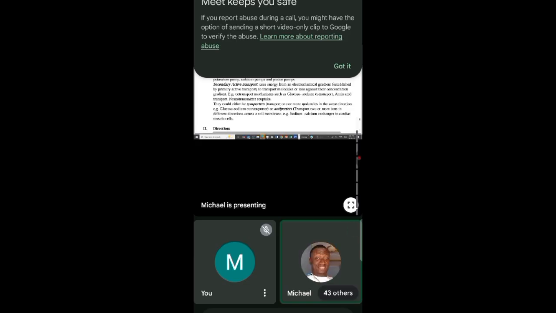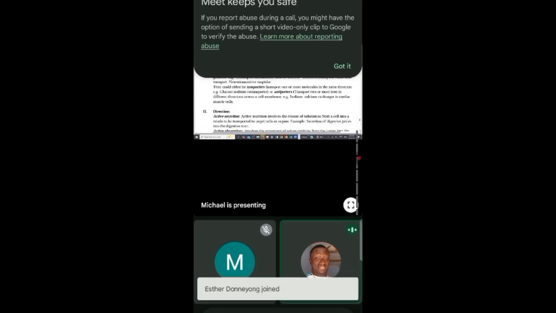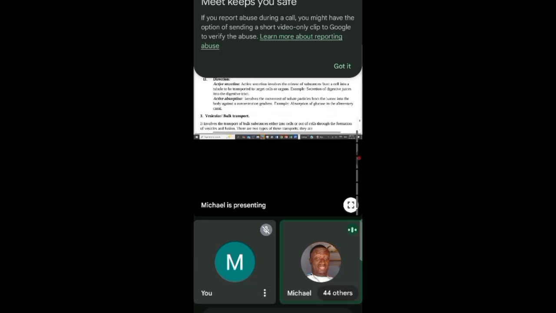I'll talk about the last one, then I'll give you a chance to ask your questions. So now, direction. Based on the direction, they can have active secretion and active absorption. Sometimes if it is moving into the cell, it is absorbing. If it is coming out, it is secreting. That becomes an active secretion. So active secretion involves the release of substances from a cell to be transported to target cells or organs. An example is the secretion of digestive juices into the digestive tract.